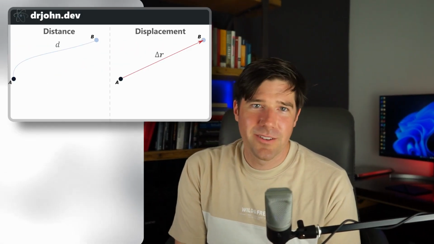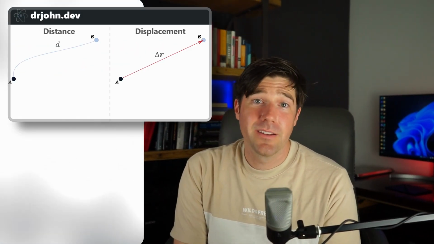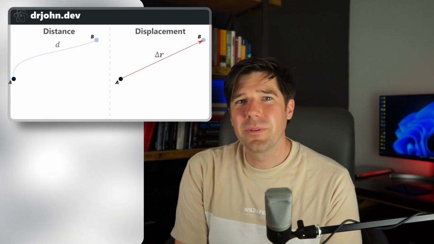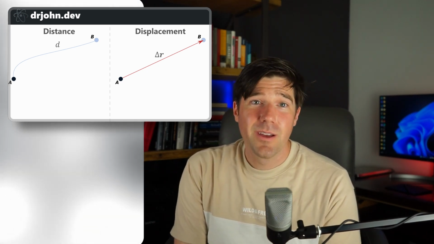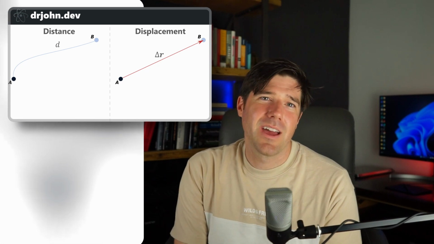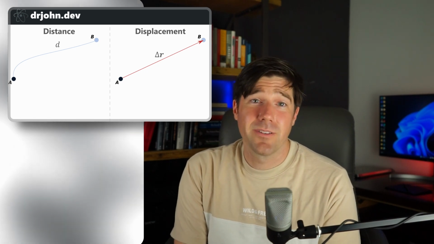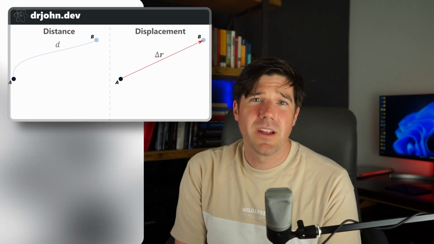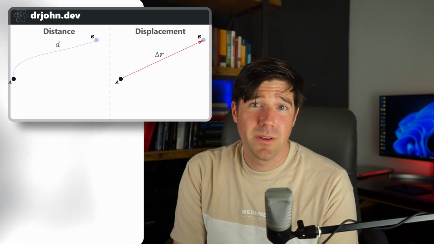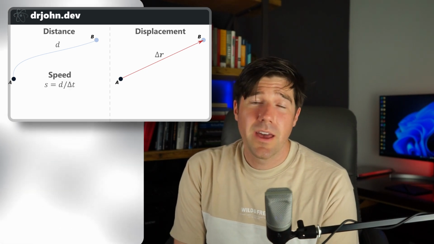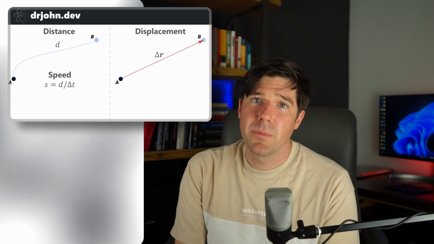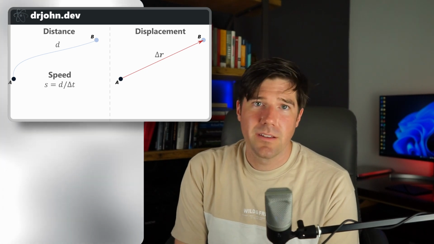So now that we've made the distinction between distance and displacement, we can extend these ideas to the quantities of motion. To make a prediction of where an object is going to be located at a certain time, we not only need to know the distance traveled, but we also need to know how much time it takes the object to travel this distance. The measure of how much an object's distance changes over time is known as the speed, and it is equal to the distance divided by the change in time, or delta t.